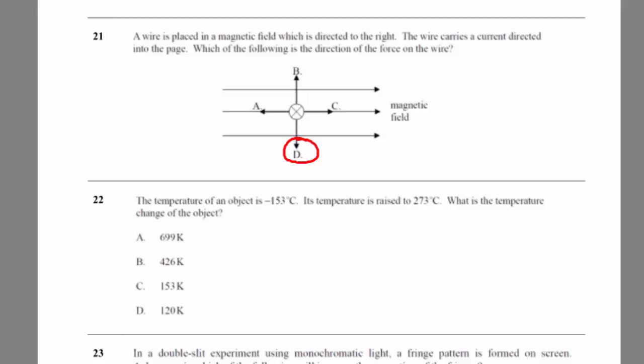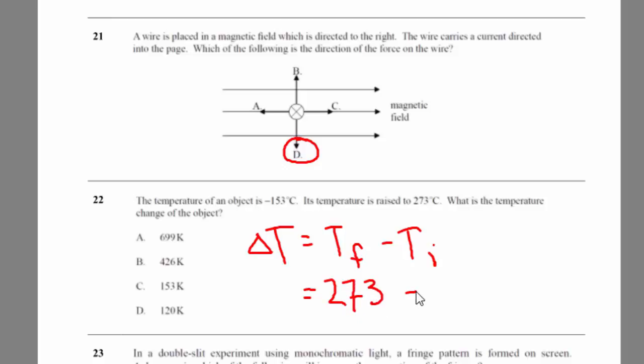I think it's simpler. The temperature of an object is minus 153 degrees Celsius. The temperature is raised to 273. What is the temperature change of the object? So delta T is equal to Tf minus Ti, which is equal to, well, the final. It's raised, so that's 273 minus negative 153. So it's going to be, what, like 420? 426? There we go.